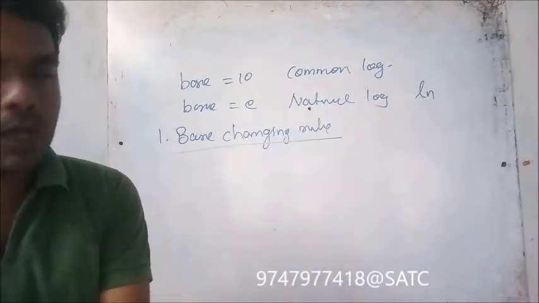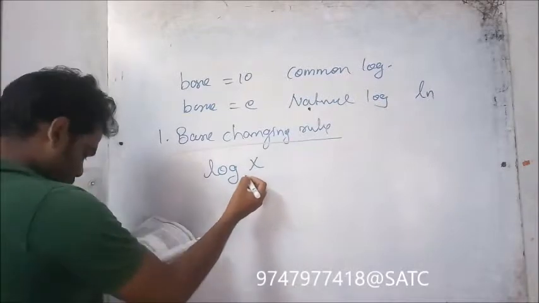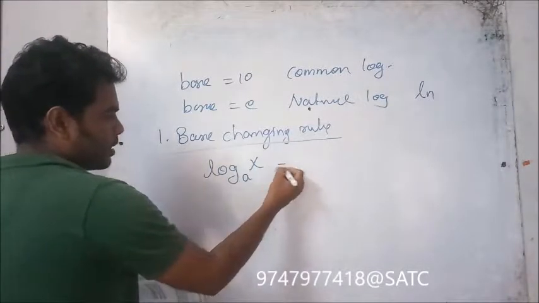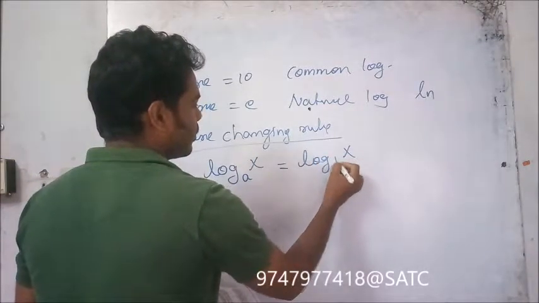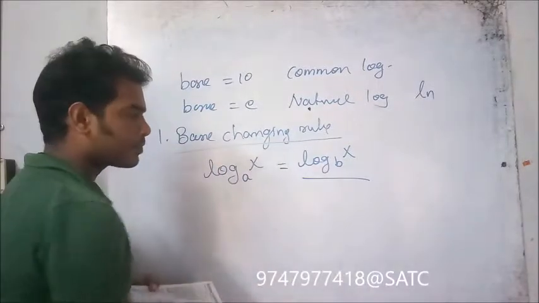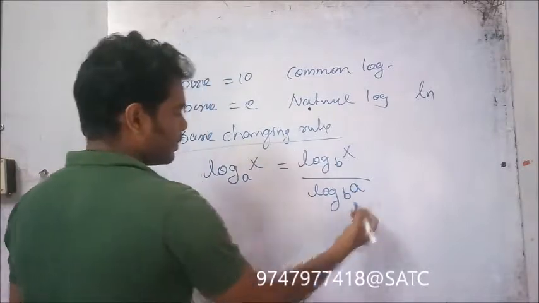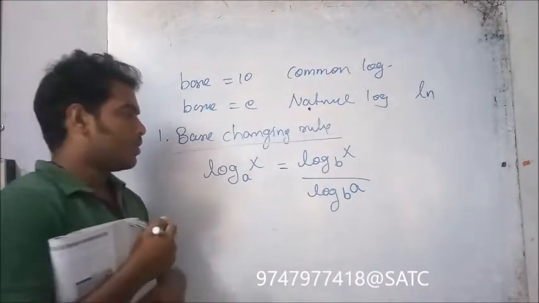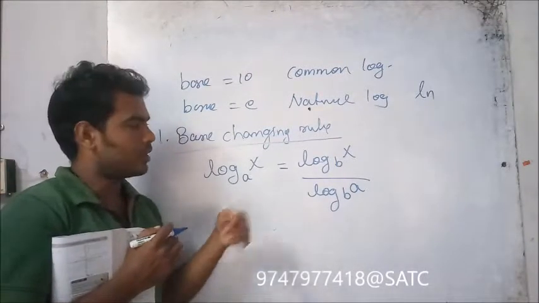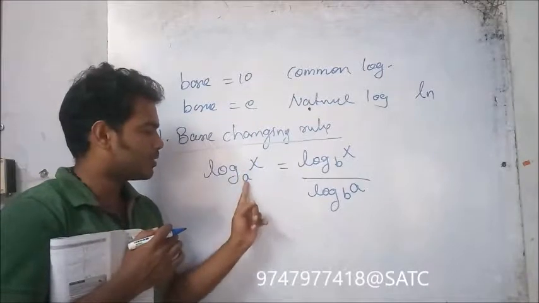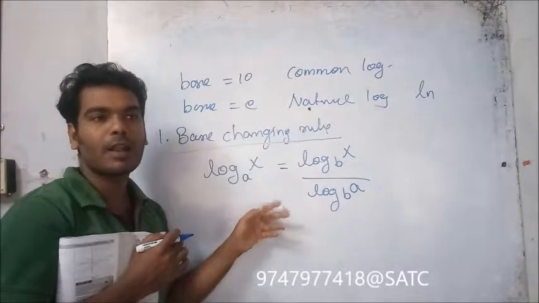The basic rule: log x to the base a is equal to log x to the base b divided by log a to the base b. The base can be anything, a or b. Logarithm of x to the base b divided by logarithm of a to the base b is the formula. Okay.